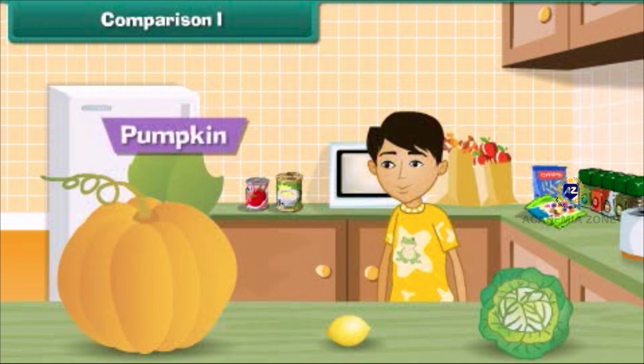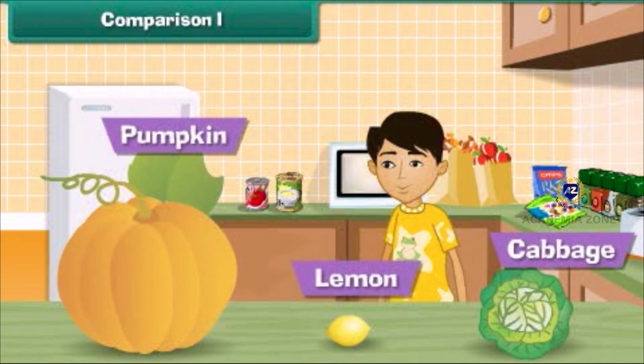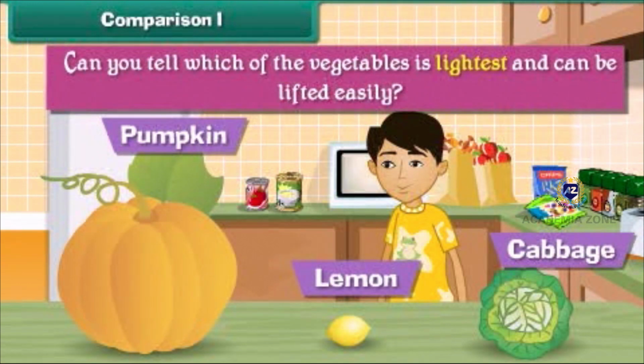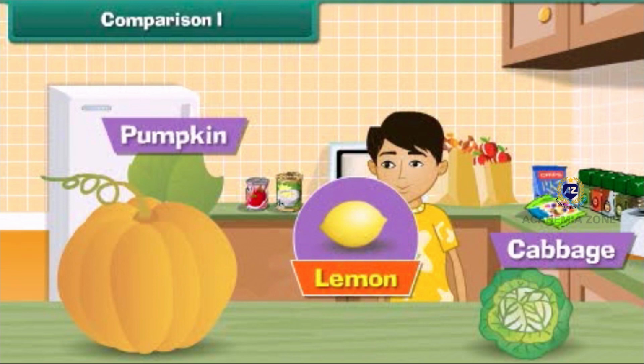Sandy has a pumpkin, a cabbage and a lemon. Can you tell which of the vegetables is lightest and can be lifted easily? Yes, lemon is lighter than the other 2 vegetables. He can easily lift a lemon.